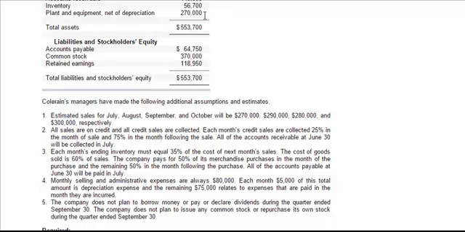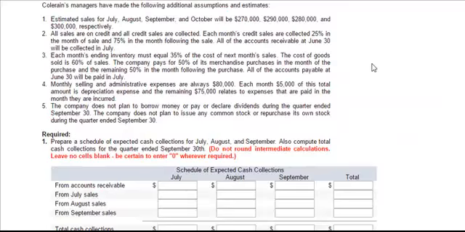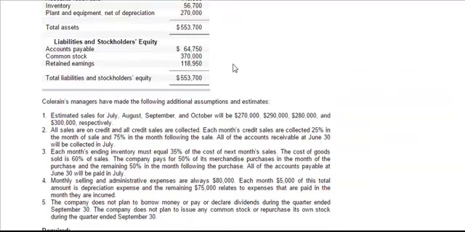Our accounts payable for our balance sheet will be based upon the required purchases for September that we did not pay cash for in September. So the other half of those purchases would be in our accounts payable balance. Our common stock would just be the same amount as this amount here in the old balance sheet, because no new stock was issued and no stock was repurchased.